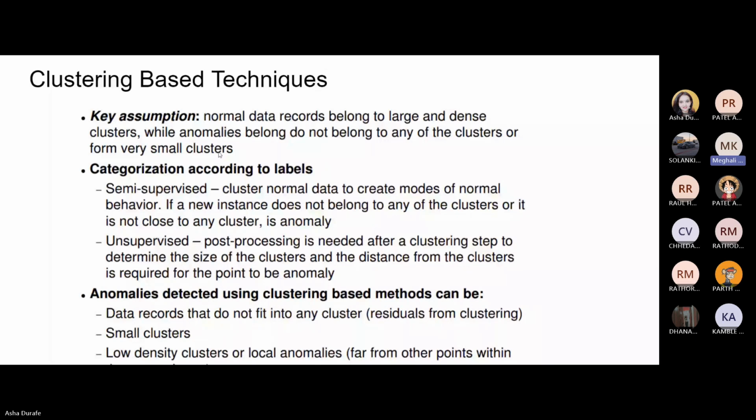Categorization according to labels. So here you have two types, semi-supervised or unsupervised. In semi-supervised, you have to cluster the normal data to create modes of normal behavior. And if a new instance does not belong to any of the clusters or it is not closer to any cluster, it is tagged as an anomaly. Okay. Then in unsupervised also, the same case, you have to check the size of the cluster and the distance from the clusters, and then you have to post process the data.